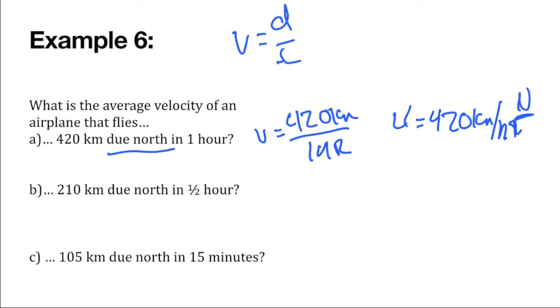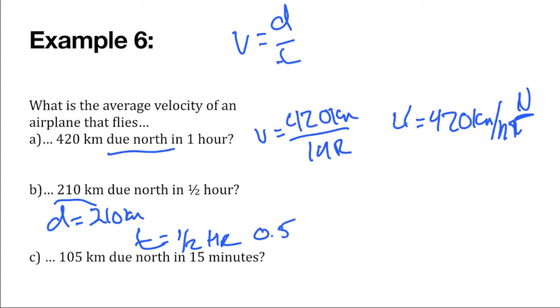Okay. Now, the next one, I already see a problem. I have my distance and I have a time. So this is 210 kilometers. But this is a half an hour. Well, that one's not too bad to convert because it's already in hours, right? So another way to write a half hour would be 0.5. So let's just go ahead and do 0.5 instead of the 1/2.